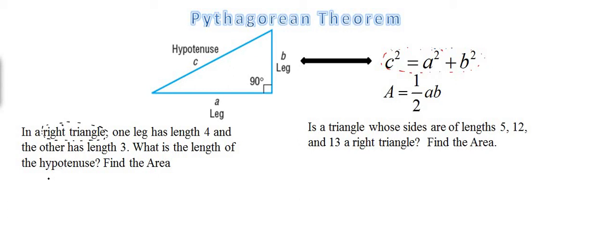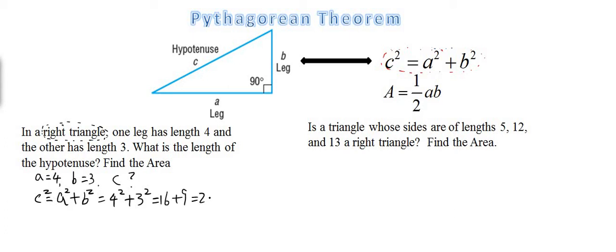Okay, so basically we can write down what a is: a is 4 and b is 3. How to find the length of the hypotenuse, that is c, right? We're gonna use the formula c squared equals a squared plus b squared, and then we're gonna have 4 squared plus 3 squared, which is 16 plus 9 equals 25. Okay, and c squared equals 25. That means c equals the square root of 25 equals 5.